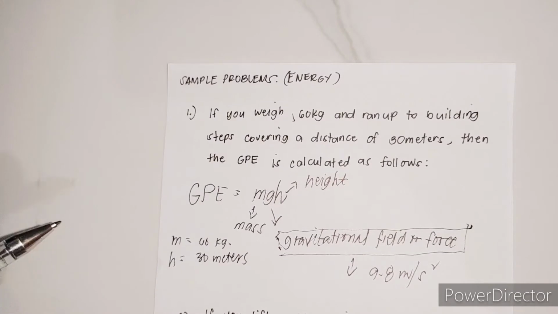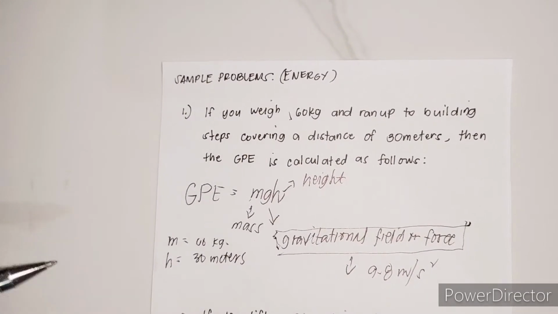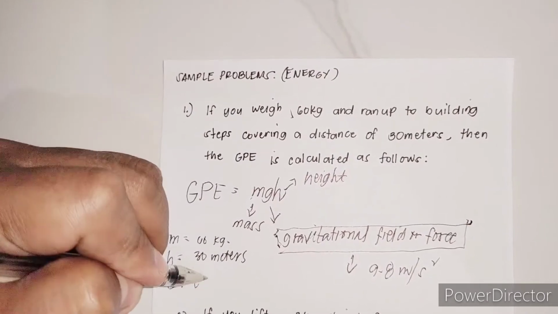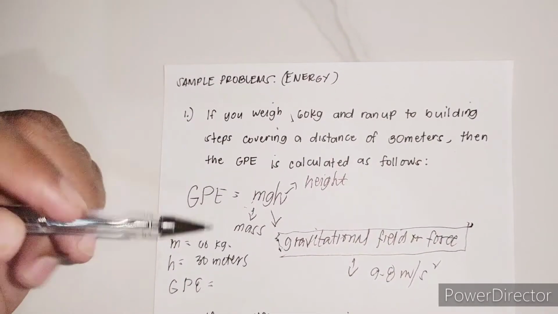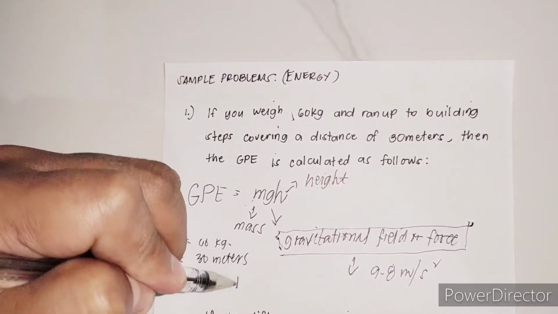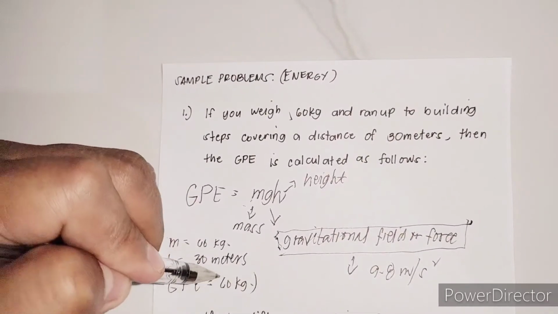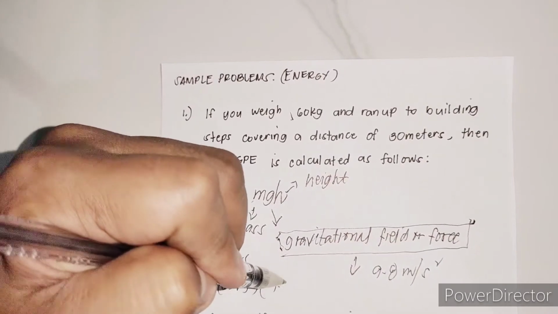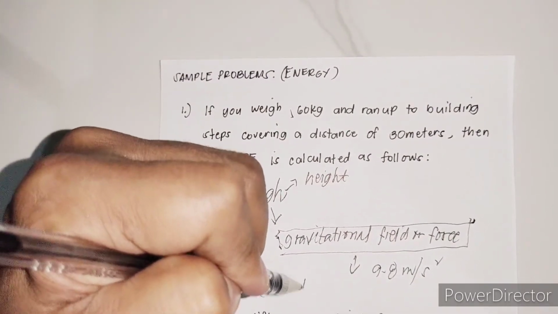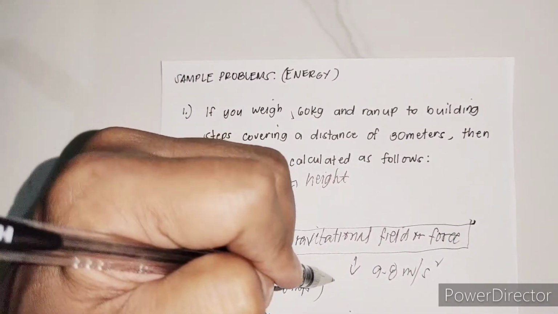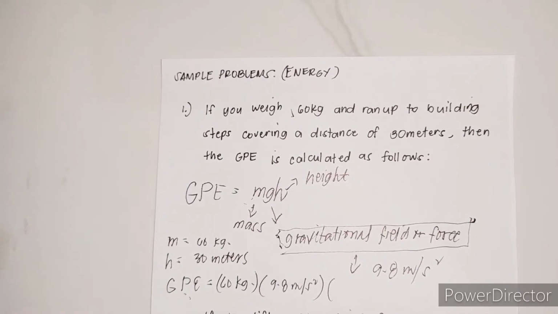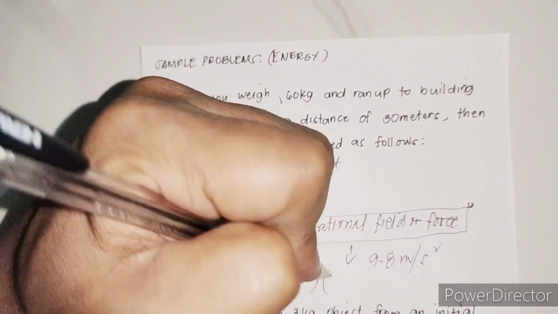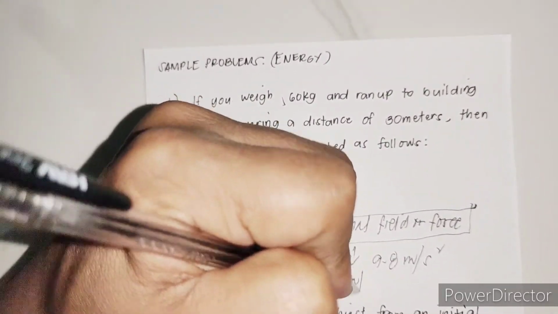We are now ready to solve our problem. GPE is equal to our mass, which is 60 kilogram, multiplied by g, which is 9.8 meter per squared seconds, and of course our h, which is the height, and the height is 30 meters.